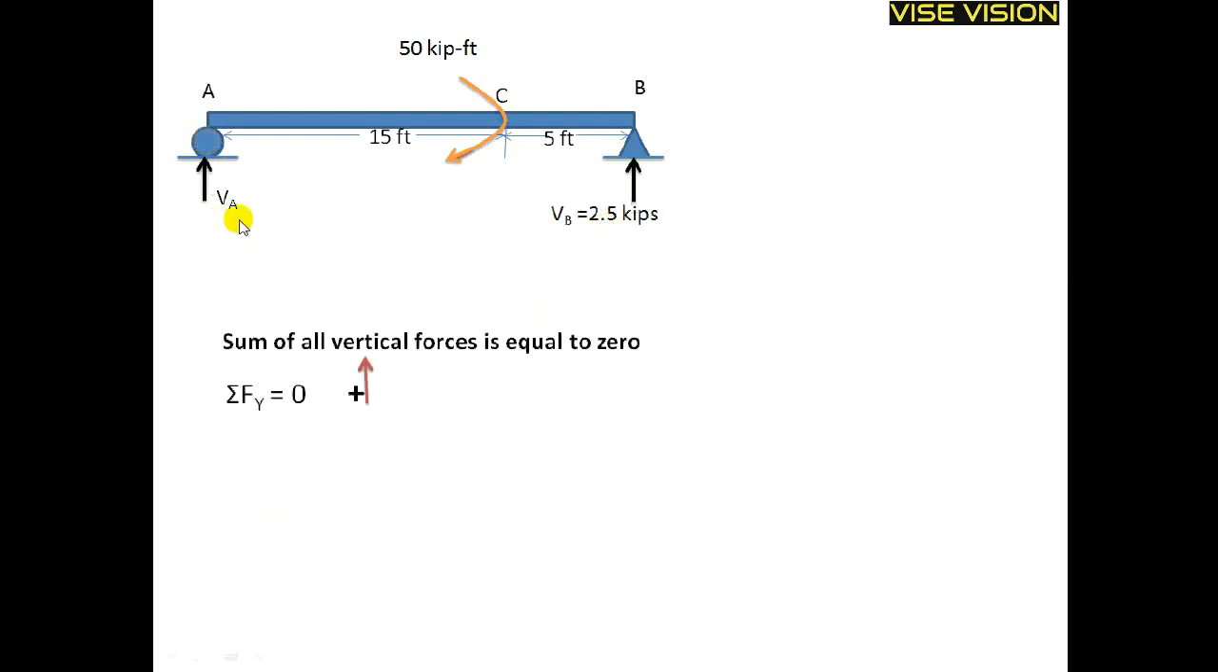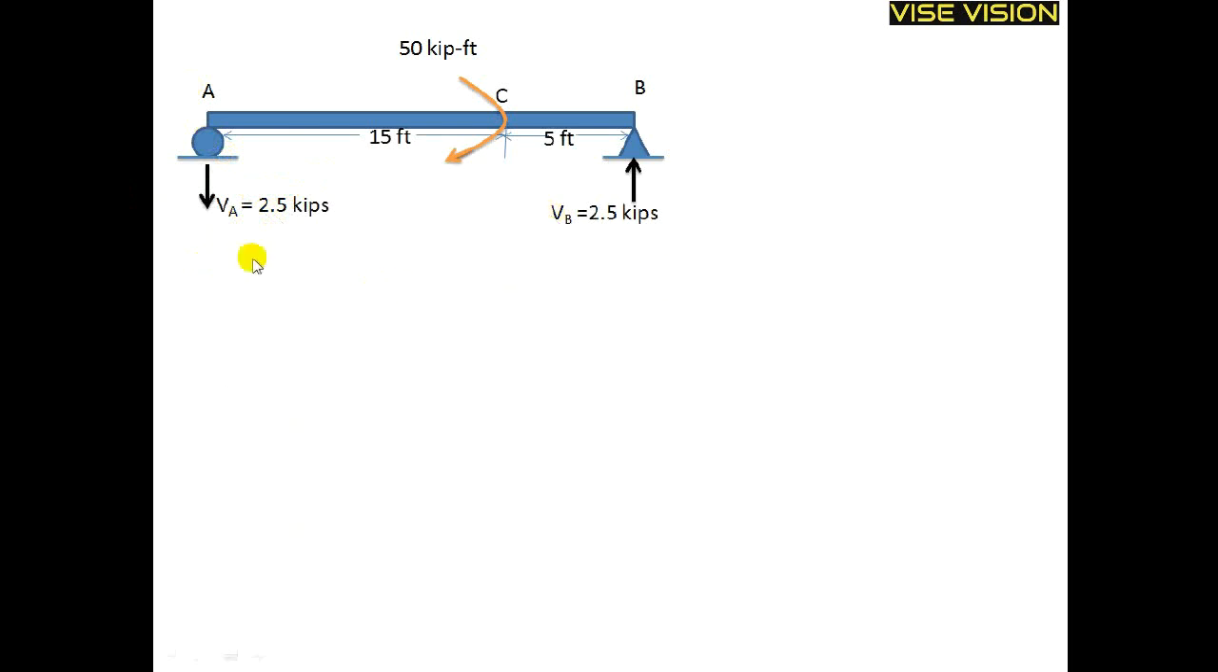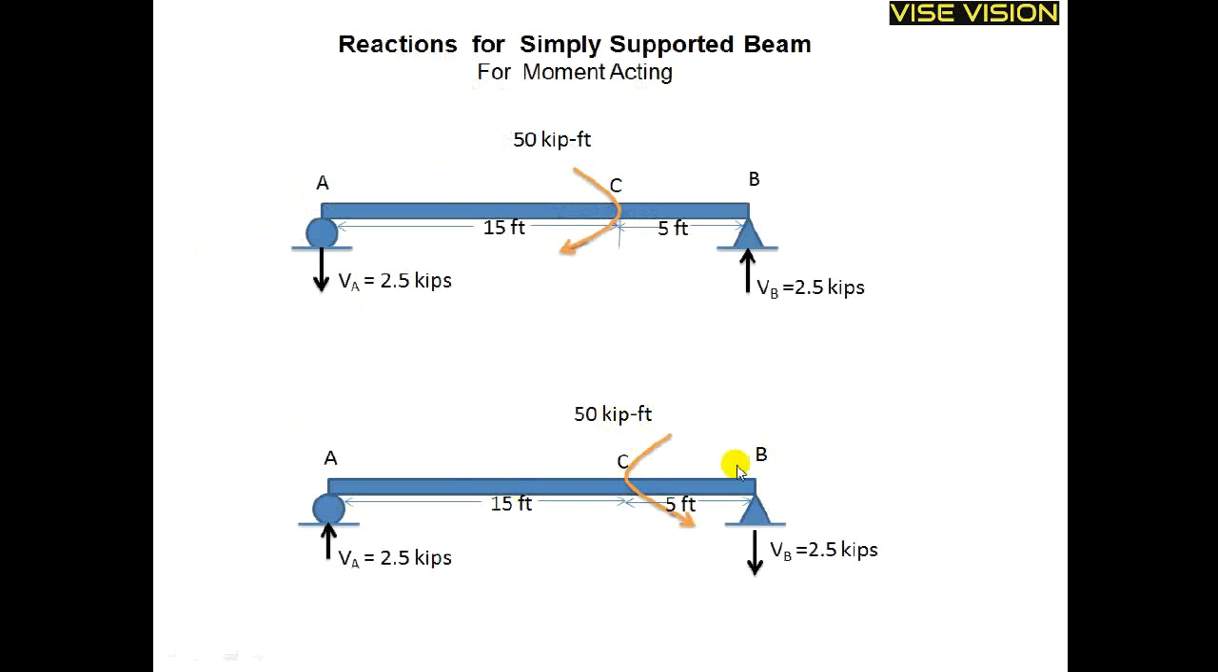Now for VA, I will take the sum of all vertical forces is equal to 0. The upward force is taken as positive and downward as negative. The 2.5 is acting upward and VA is acting upward also. Taking both as positive, their sum must be equal to 0. You can see only these 2 vertical forces are acting on the beam. This 50 is actually the moment. It is not a vertical force. Only these 2 vertical forces are taken over here. And VA is equal to minus 2.5, so I will reverse its direction and it will become positive. These are the reactions for this beam. I have now solved the clockwise case, and similarly you can solve the counterclockwise case.